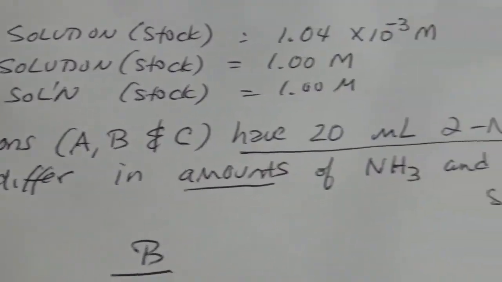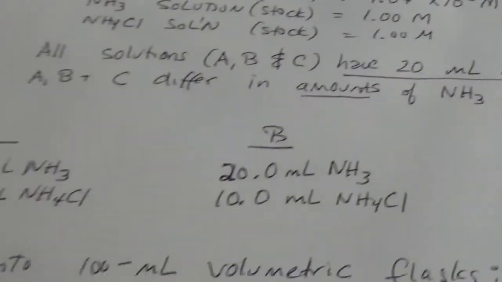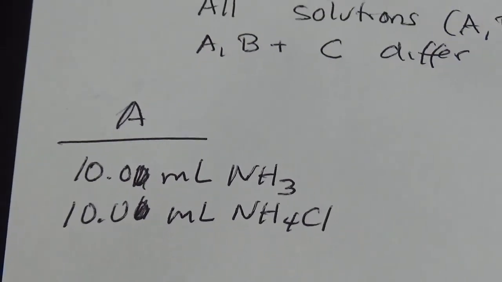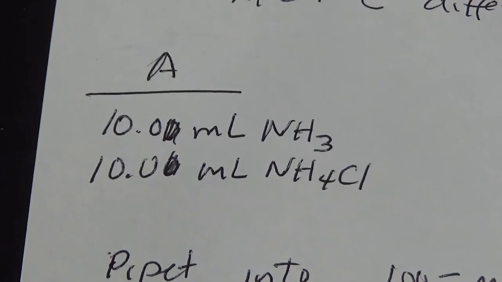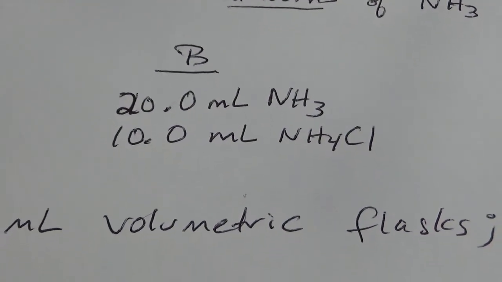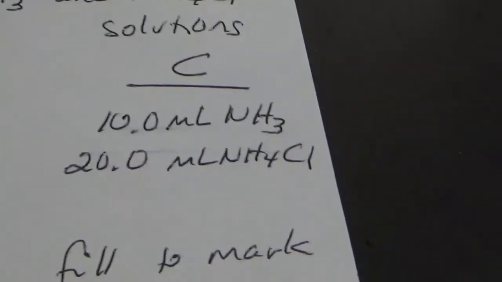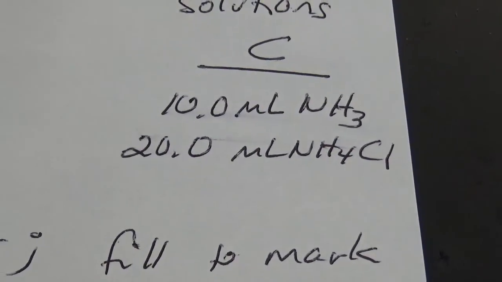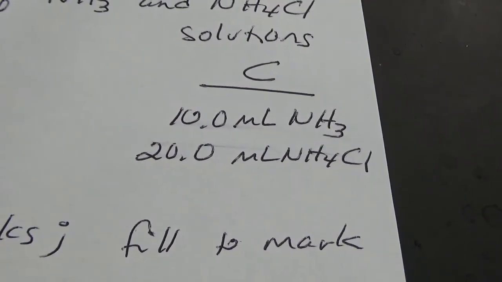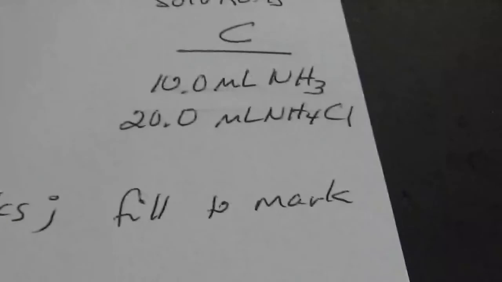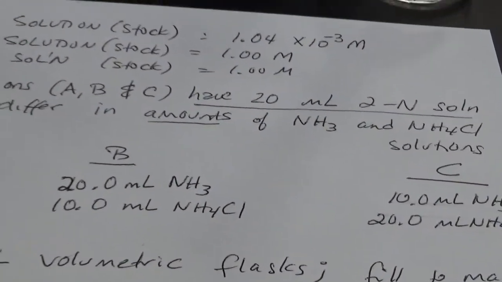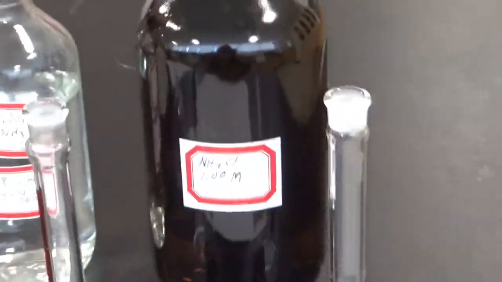They all have 20 milliliters of the 2-naphthol, but A has 10 mils each of the same concentration, 1 molar, ammonia and ammonium chloride. B has 20 of the ammonia, 10 of the ammonium chloride, and C has 10 of the ammonia and 20 of the ammonium chloride. And since ammonia is a base and ammonium chloride is an acid, you should be able to figure out which of these has the higher pH and which has the lowest pH. And you'll be measuring those pHs in the lab.